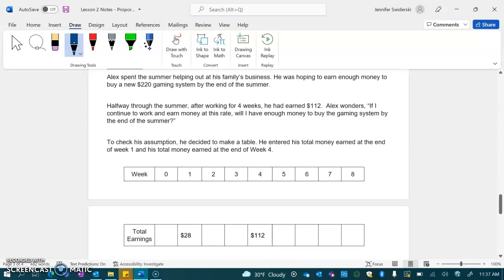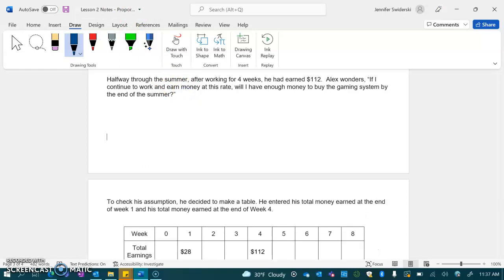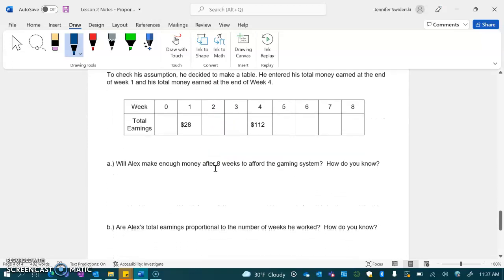Number 3 says Alex spent the summer helping out his family business. He was hoping to earn enough money to buy a $220 gaming system by the end of summer. Halfway through the summer, after working for 4 weeks, he had earned $112. Alex wonders, if I continue to work and earn money at this rate, will I have enough to buy that gaming system by the end of summer? To check his assumption, he decided to make a table. He entered his total money earned at the end of week 1 and at the end of week 4. They want to know, will Alex make enough money after 8 weeks to afford the gaming system?